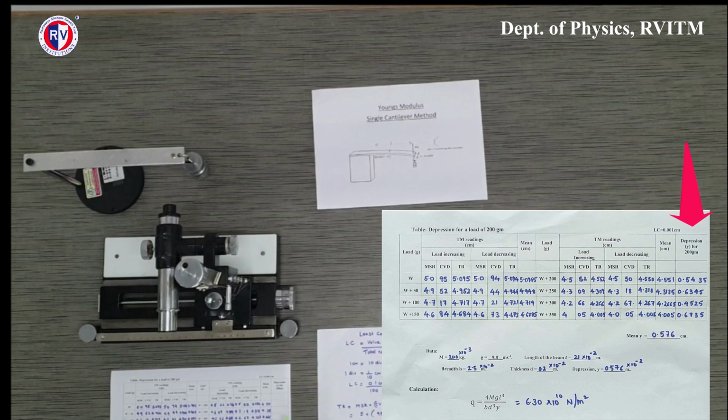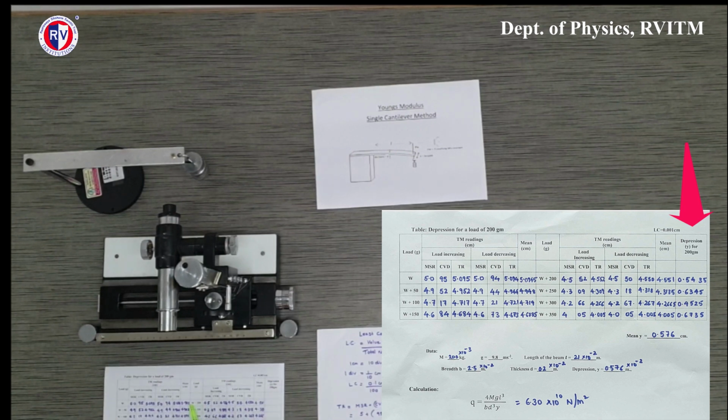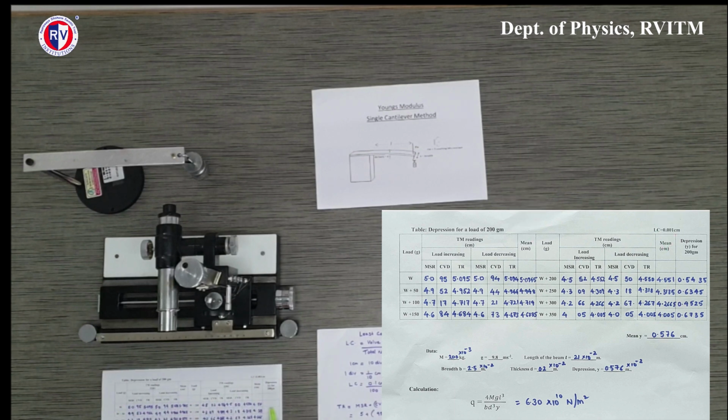Now what we have to do is that you can see in the rightmost corner, we have a column which shows us depression, that is Y, for 200 grams. Now to get the depression for 200 grams, we take the mean for W plus 200 and then minus it with the mean of W. Similarly, we will take the next row, the mean for W plus 250 minus the mean for W plus 50. Similarly, we will do W plus 300 minus W plus 100, the mean of W plus 350 minus the mean of W plus 150.